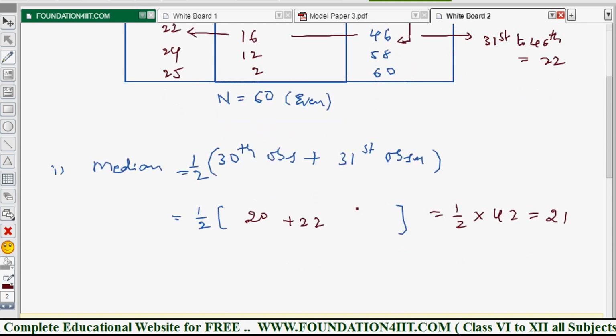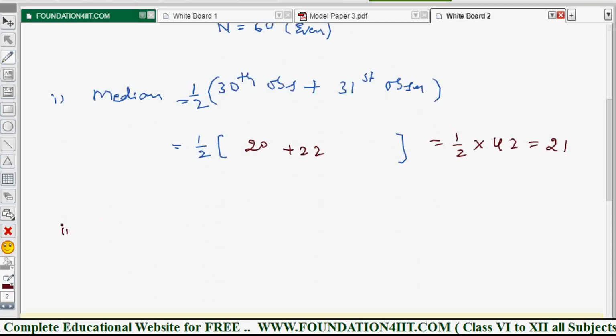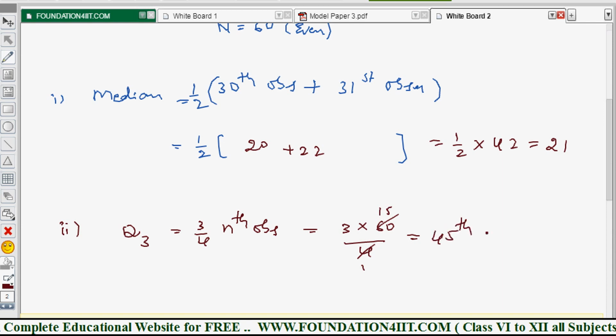And next one is Q3, that is the upper quartile. So Q3 is equal to 3 by 4 into the nth observation, 3 by 4 into n, so that is 3 into n value 60 by 4. If you simplify this, 4 ones are 4, 4 fives are 20, right, 15. So 15 3s are 45. So the 45th observation, if you apply this formula.